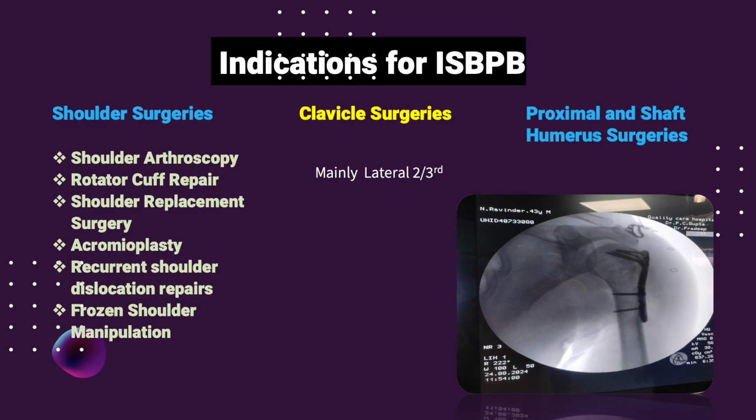So it is a reliable block to be given for the major shoulder surgeries such as shoulder arthroscopy, rotator cuff repair, shoulder replacement surgeries, also acromioplasty. It's a good anesthesia of choice for recurrent shoulder dislocation repairs, and also for frozen shoulder manipulation, which is quite a common procedure to be done in all ORs. It's also used for analgesia as well as surgical anesthesia for various clavicle surgeries. Obviously, you have to combine with some other blocks, and also for proximal and shaft fracture of the humerus surgeries.